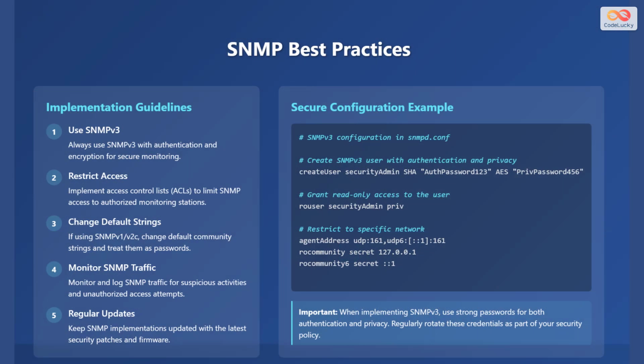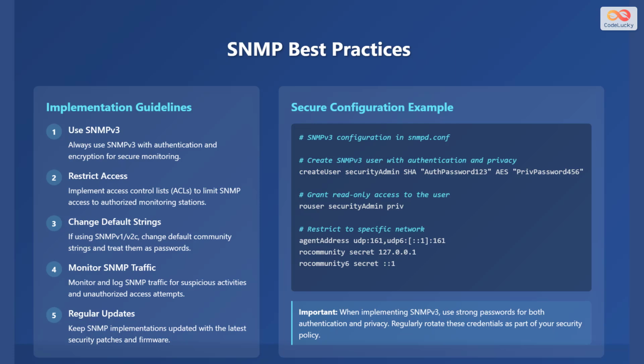Implementation guidelines for SNMP include the following best practices. Always use SNMP version 3 with authentication and encryption for secure monitoring. Implement access control lists to limit SNMP access to authorized monitoring stations. If using SNMP version 1 or version 2C, change default community strings and treat them as passwords. Monitor and log SNMP traffic for suspicious activities and unauthorized access attempts. Keep SNMP implementations updated with the latest security patches and firmware.